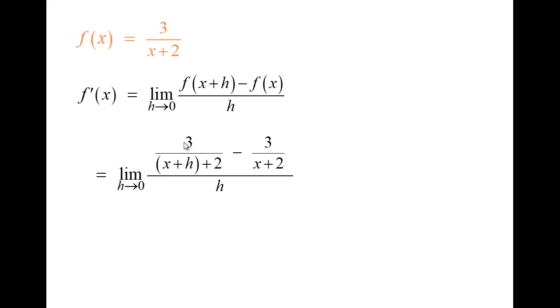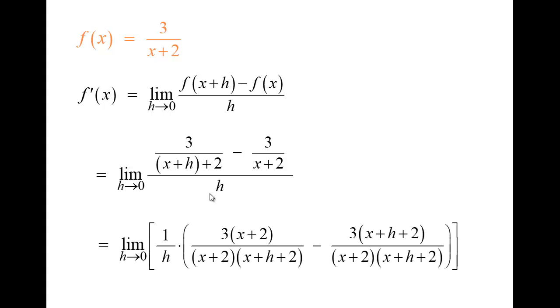So basically then we have to combine these two fractions into one, and this 1 over h here we're going to separate out first. So I'm writing this 1 over h here, and then I'm trying to combine these two fractions. One way to do that is to make the denominators of the two fractions the same. So I multiply the numerator and the denominator of this fraction by x plus 2.